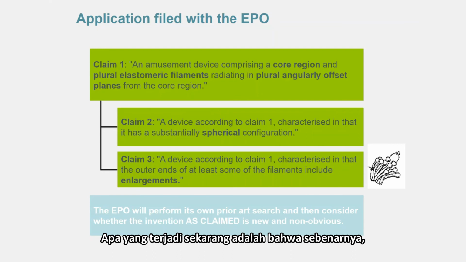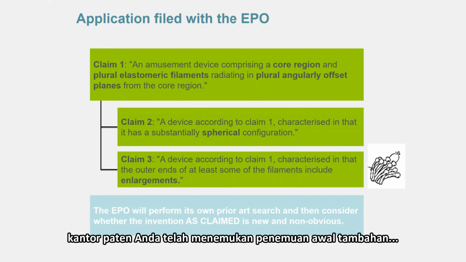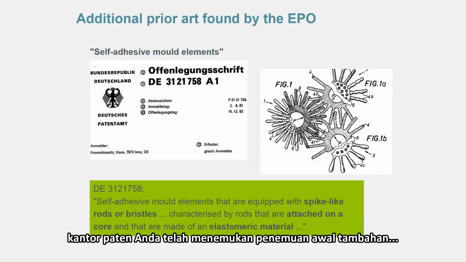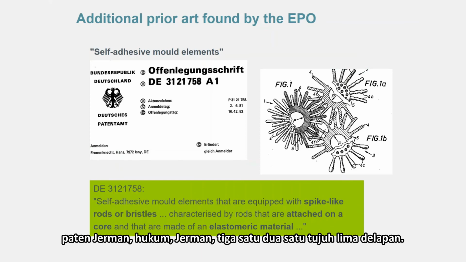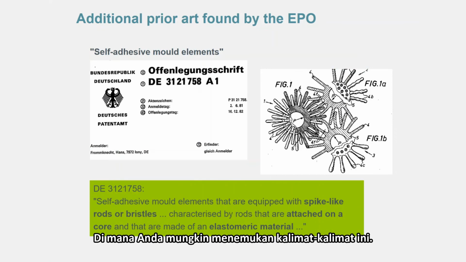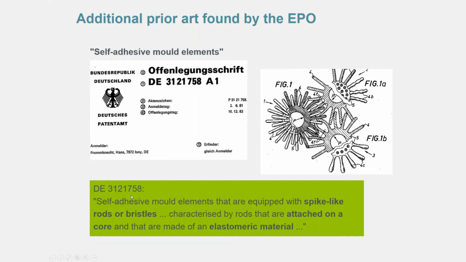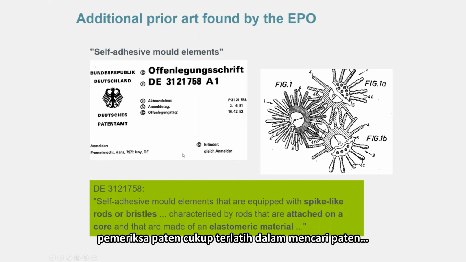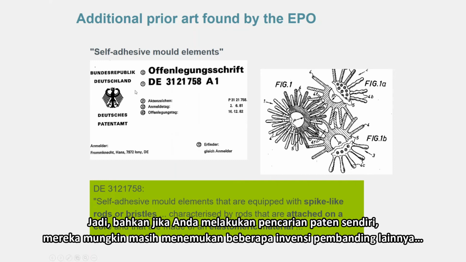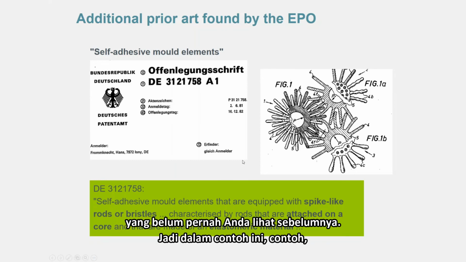What happens now is that actually your patent office have found additional prior art. In this additional prior art, it is about a German patent, the German patent DE, like Germany, 3121758, where you might find this sentence. I have to say, actually, the patent examiners are quite trained patent searchers to find relevant prior art. So even if you did your own patent search, they still might find some other state of the art that you have not seen before.